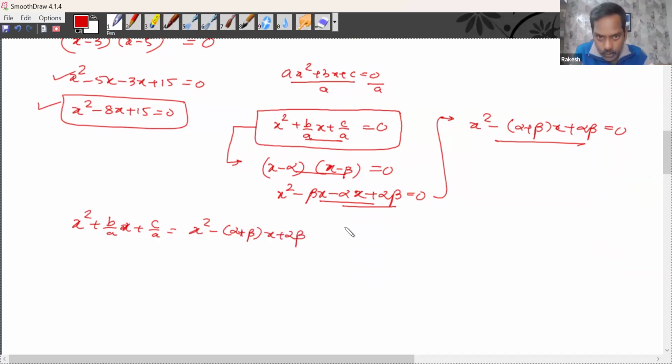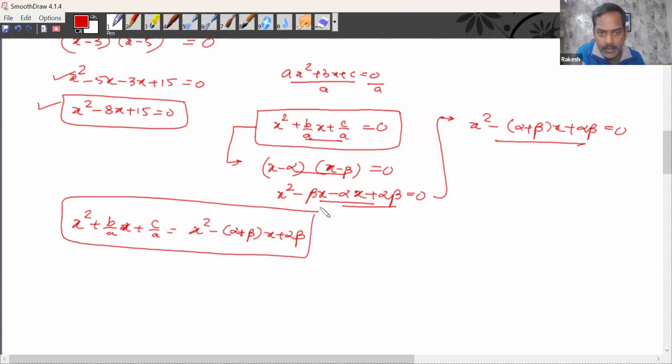I have done so much work because we have got the final fruit of it. And what is the fruit of this final comparison? On comparison, I can say that this term is equal to this term. So the term which is the coefficient of x on the RHS, on the left portion of it should also be equal to this, right? Or what I can say is that minus alpha plus beta should be equal to b by a.